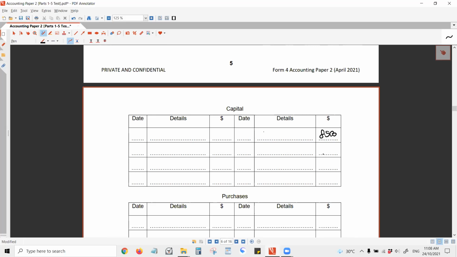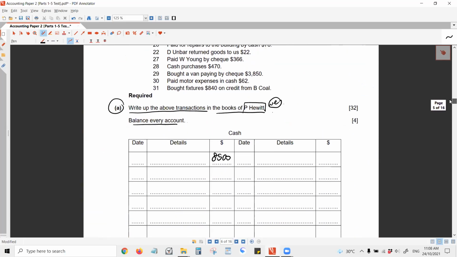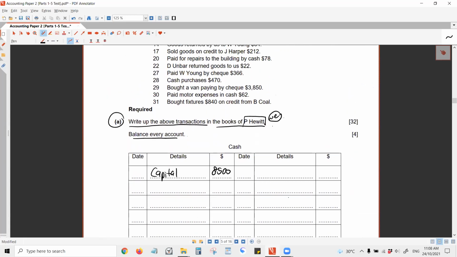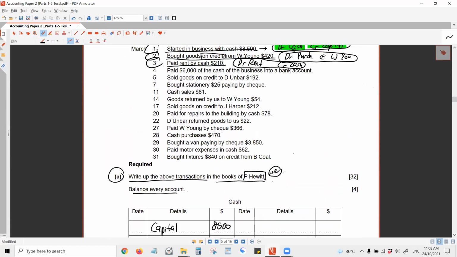Details, name of the other account, write cash here. Details, write capital here. Okay, is the date easy to write? Yes, date is the easiest to write. Don't do the easy thing first. Always do difficult things first, right? That's what we follow in life. Do difficult things first before you do easy things.